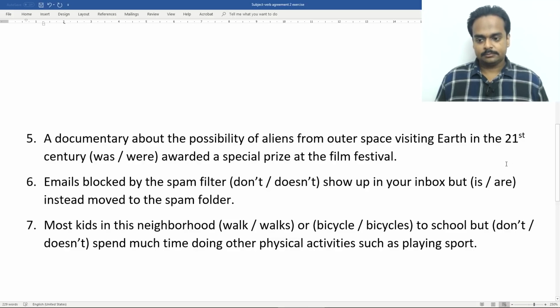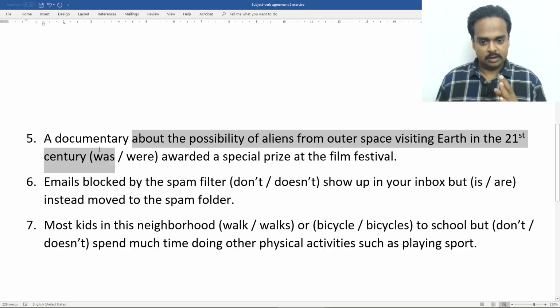All right, number 5. A documentary about the possibility of aliens from outer space visiting Earth in the 21st century was or were awarded a special prize at the film festival. Now the reason this sentence looks confusing is actually because there's one big preposition phrase here. We see a number of prepositions in this sentence: about, of, from, and in. But if you start reading from the first preposition, about the possibility of aliens from outer space visiting Earth in the 21st century, you realize this whole phrase just tells you the topic of the documentary.